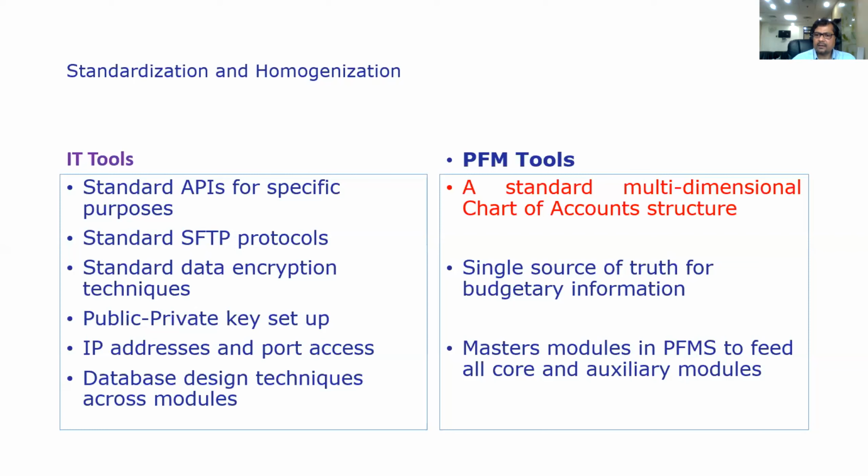the accounting data. The point is, we have not been completely successful in establishing this single source of truth, which is a very basic principle of having a good automation or digitization process. Again, we also have master modules in PFMS to feed various core and auxiliary modules. Coming to the IT tools, everyone here is aware that there are API-based exchanges or SFTP-based exchanges. SFTP is basically server to server, based on the opening of ports and IP whitelisting. So we have been following these standard IT tools for integrating systems and exchanging data.